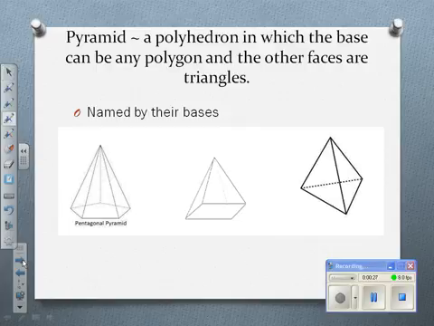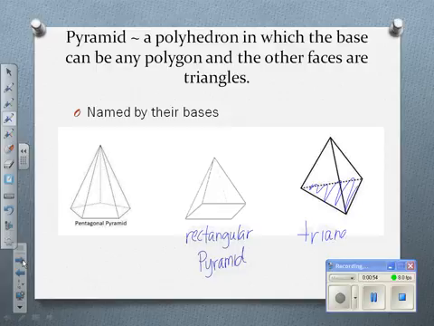So here, this sits on a pentagon. So the first one is a pentagonal pyramid. This one looks like a rectangle, so it's a rectangular pyramid. And this sits on a triangle. You can see the base right here. Sometimes they're hard to see. It can help to shade them. So this is a triangular pyramid.